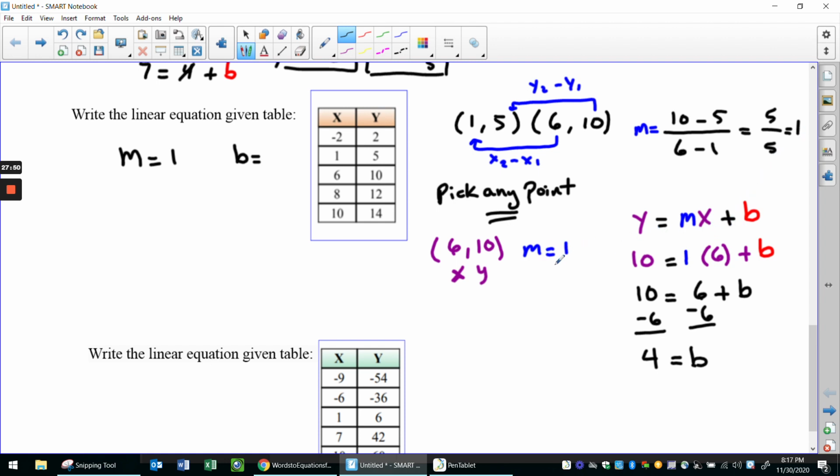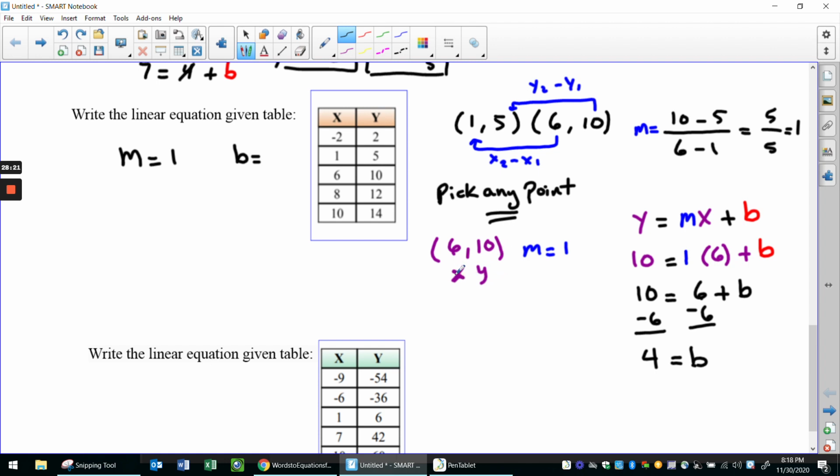Now, given we solved for the slope, which is 1, which is right here, I changed the color to blue. And I picked one of the points here. This time I didn't pick 1, 5. I'm going to pick 6, 10 here. So you can pick any point you want from the table, because this is a linear function, it's a straight line, so any point is a part of the equation. So you could pick any of the points, but we're just going to pick 6, 10 here.